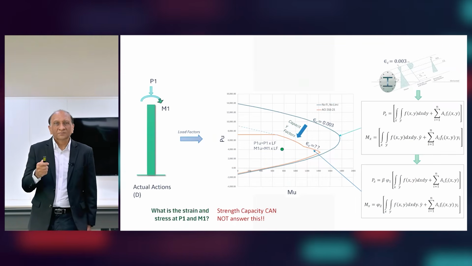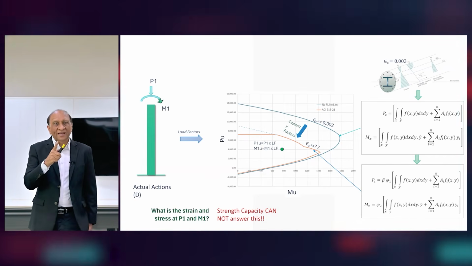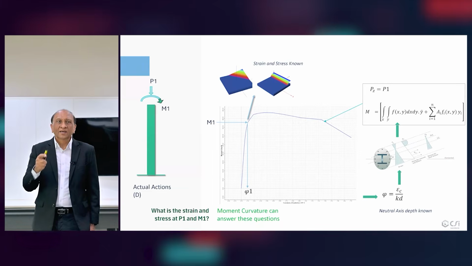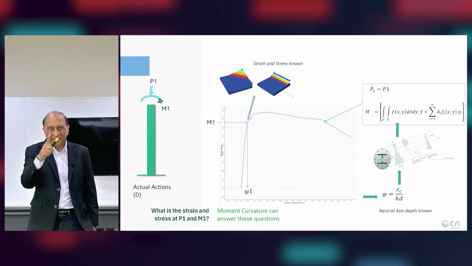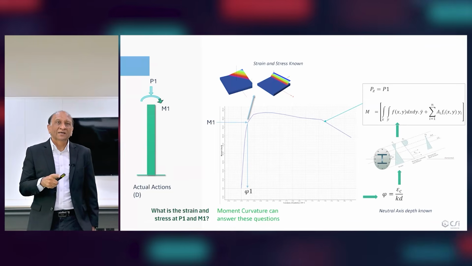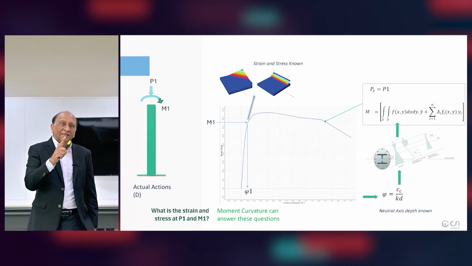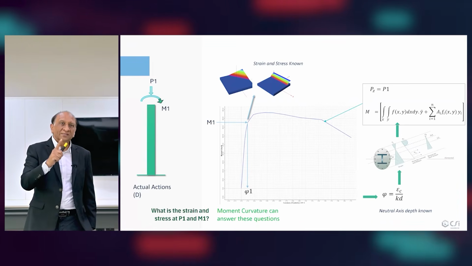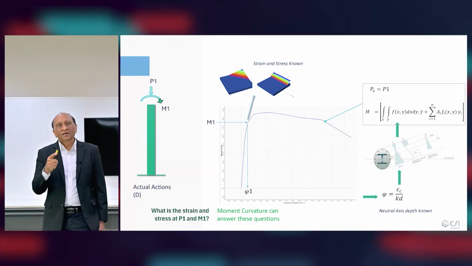displacement. So now the PMM diagram could not answer the question, what is the strain at P1 and M1? The moment curvature curve can answer that question easily, because the curvature for the corresponding moment M1 can be determined from that curve. And then at that curvature, the state of the cross-section is known, because we know the strain, we know the stress, we know everything, which means that the curvature for a given moment and given axial load can give us the complete state of stress and strain and everything else that we need for a cross-section.